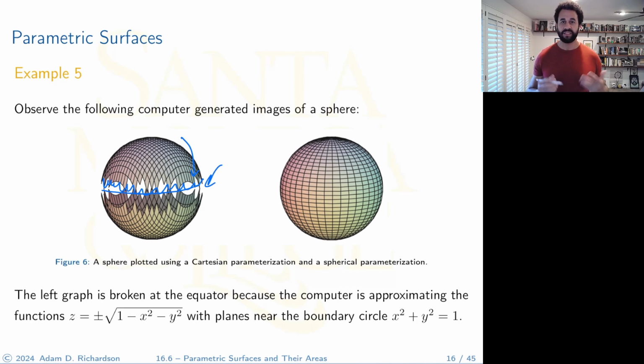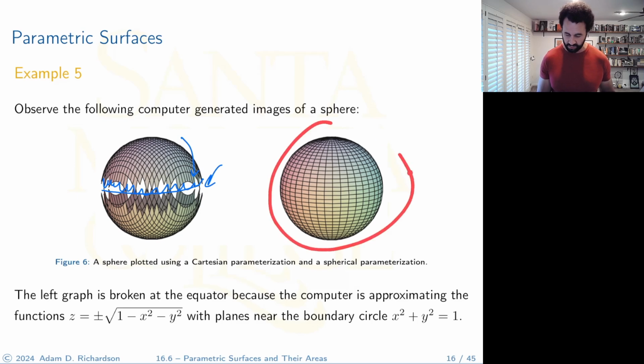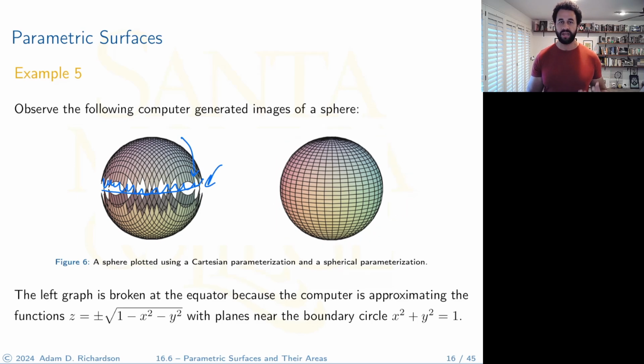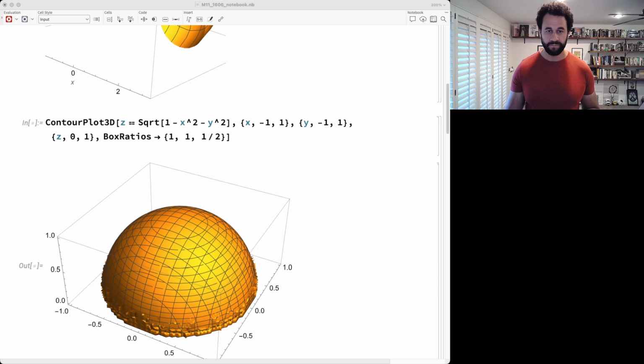Now, that's not the case when you use the spherical parameterizations that we saw earlier. We're not asking it to use tangent planes that are getting more and more vertical. We're having it use tangent planes that are with respect to the other variables, phi and theta, right? And phi is basically an angle, and theta is an angle. And that's why you get this much, much nicer, unbroken picture. So what I want to do now is take a look at these things in Mathematica so you can really see the comparison. Let me pull it up right here.